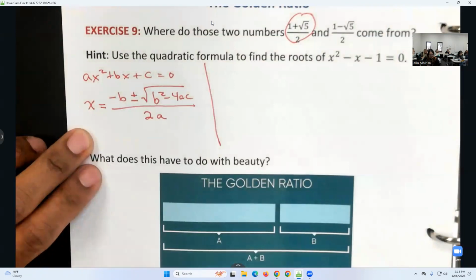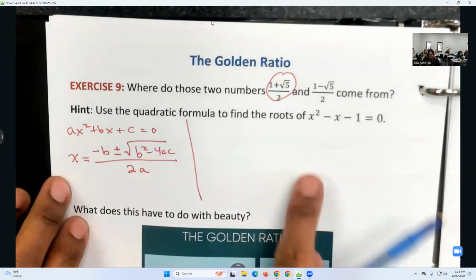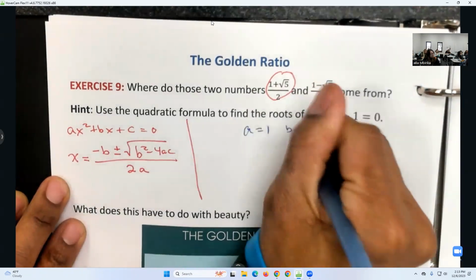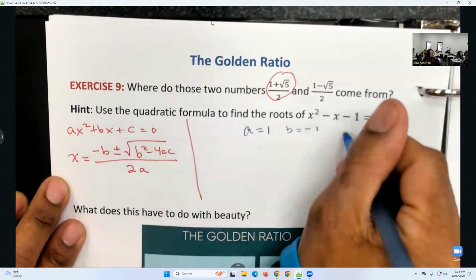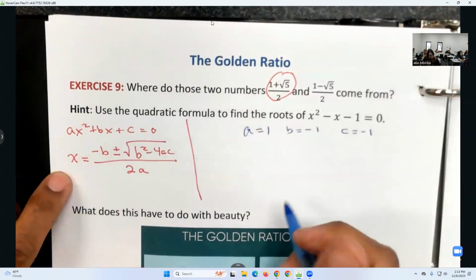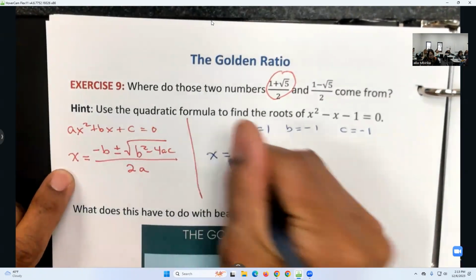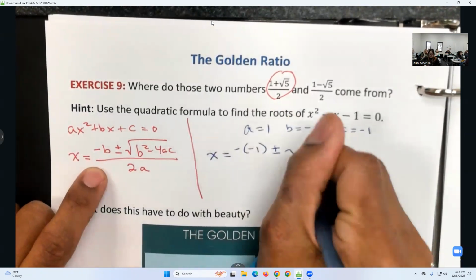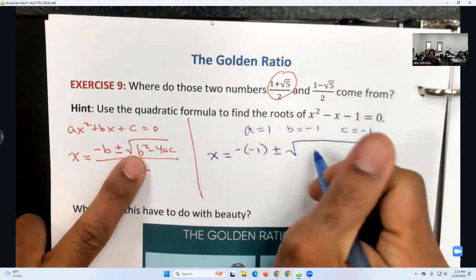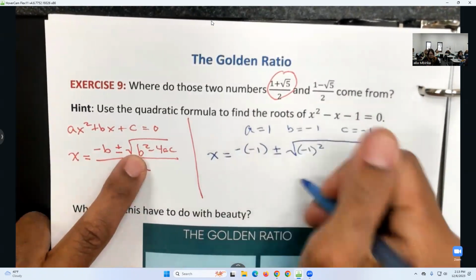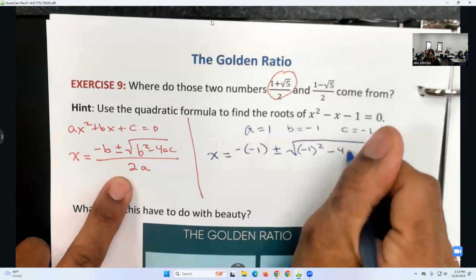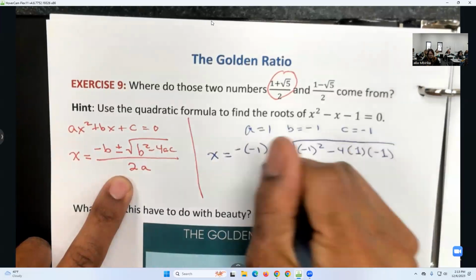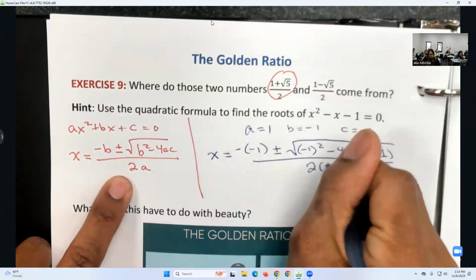Okay. So we have this quadratic. A is clearly 1. B is clearly negative 1. C is clearly also negative 1. So now let's do some quadratic action. The two answers are given by x equals negative b, which is negative negative 1, plus minus the square root. I'm not going to sing anymore. B squared is negative 1 squared, minus 4 times 1 times c, which is negative 1, all over 2 times 1.